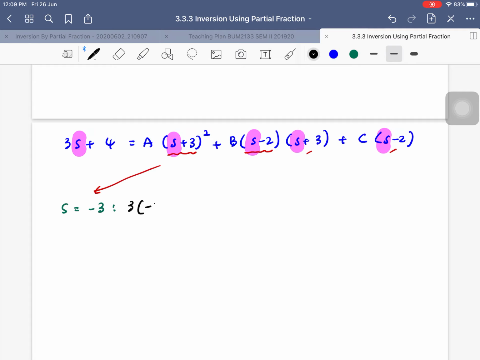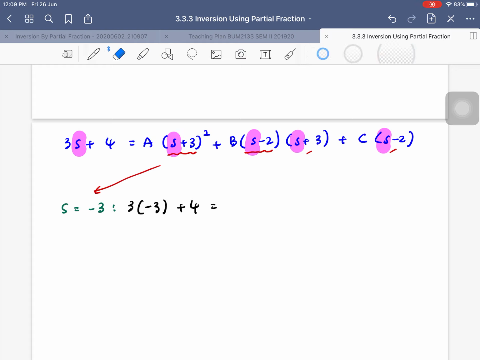So I'm going to have 3 multiplied by negative 3 plus 4 equals a multiplied by... when I substitute negative 3 in here, I'm going to have negative 3 plus 3, so that is going to be 0. That is why I don't need the a. So a is going to be 0.